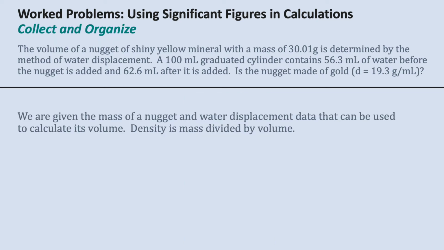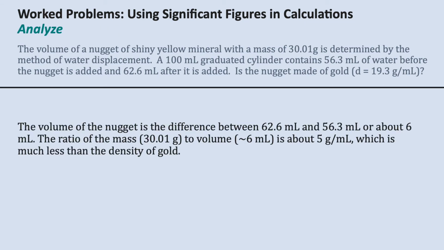So collect and organize. We have the mass of the nugget, and we have enough information from the water displacement to find its volume, and density is the mass divided by the volume. The volume of the nugget is the difference between 62.6 mL and 56.3 mL, or about 6 mL. So that's just an approximation. The ratio of the mass, 30.01 grams, to volume, about 6 mL, is about 5 grams per mL.